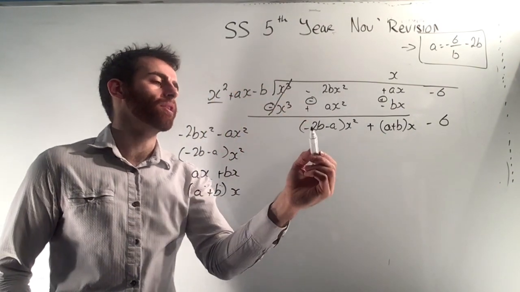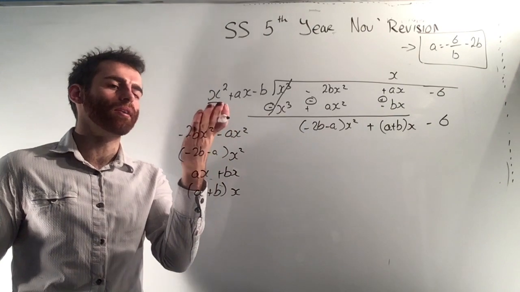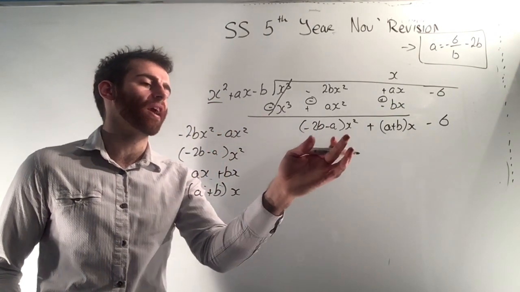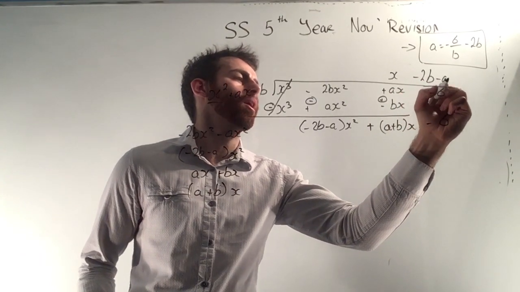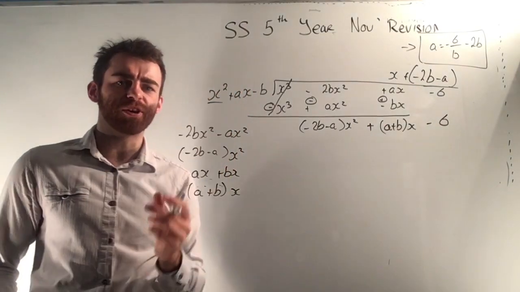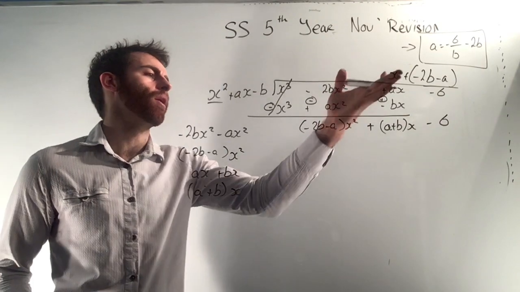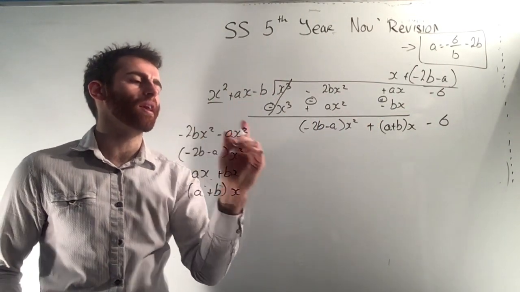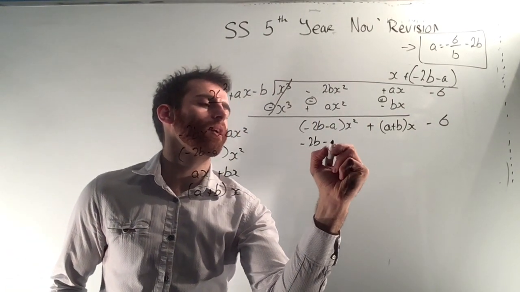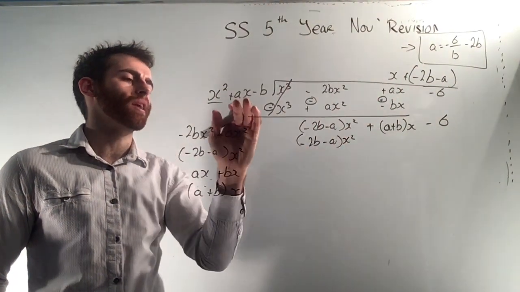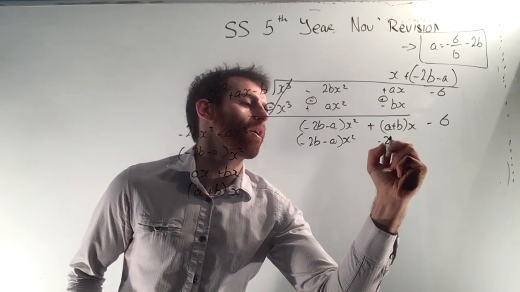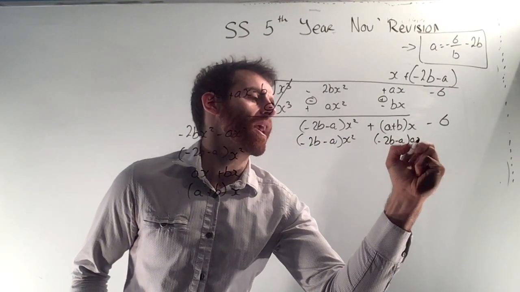X squared into minus 2b minus a times x squared. Well, x squared into this will go once. X squared into x squared goes once. So you're just left with minus 2b minus a. That's your first step. Your second step is multiply. Multiply minus 2b minus a by x squared, and you'll just get minus 2b minus a times x squared. Multiply minus 2b minus a by ax, and you'll just get minus 2b minus a times ax.